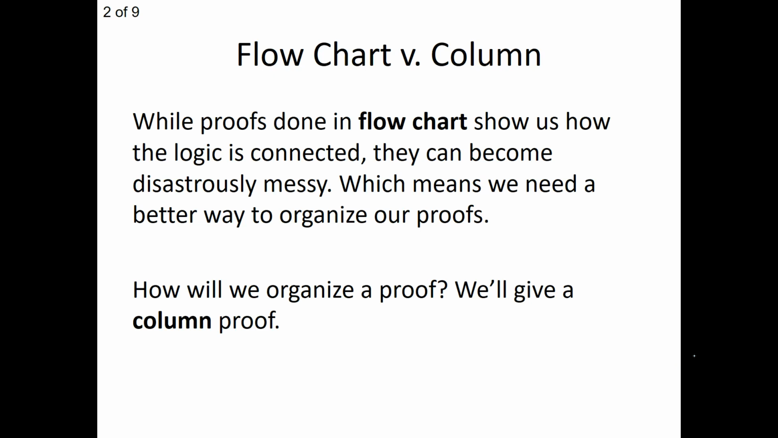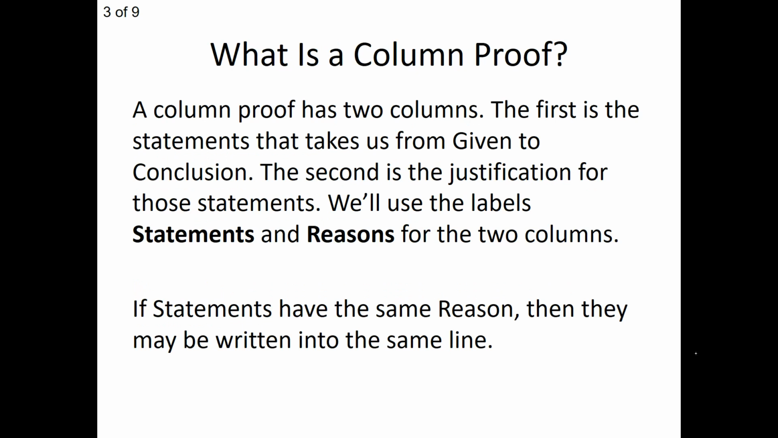So what is a column proof? A column proof will have two columns. The first column is where we're going to make the statements. These are what is going to take us from the given to the conclusion. And the second column is where we'll find the justifications to the statements, or in other words, our reasonings. In the reasons column, you're going to find our definitions, our postulates, and previously proven theorems.